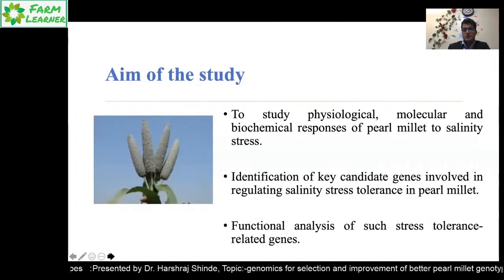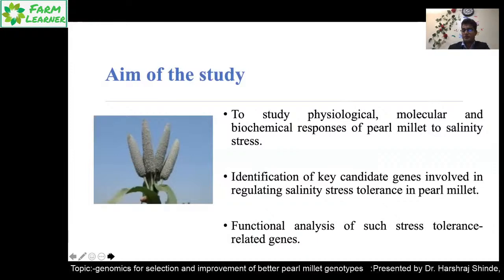So the aim of our study was to study the physiological, molecular, and biochemical responses of pearl millet to salinity stress. In the case of molecular responses, we performed the transcriptome analysis. We studied very few biochemical responses.